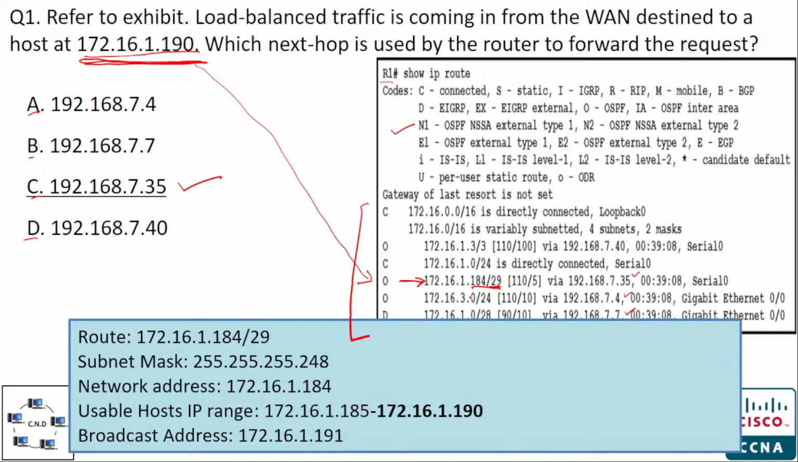So if we analyze the route, we can see that this is the route. This is the subnet mask. The 184 is the first IP address of this particular route, which is the network address. And then the usable IP range is from 185 up to 190, which is our desired destination, which is also the last usable IP. And the broadcast IP address is the last one, 191. I hope this is clear. Let's move forward to the next question.